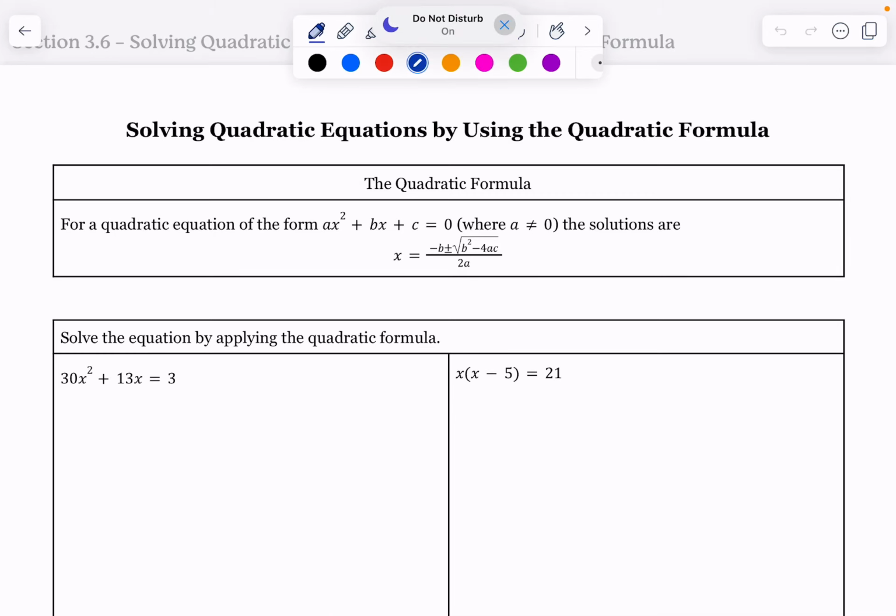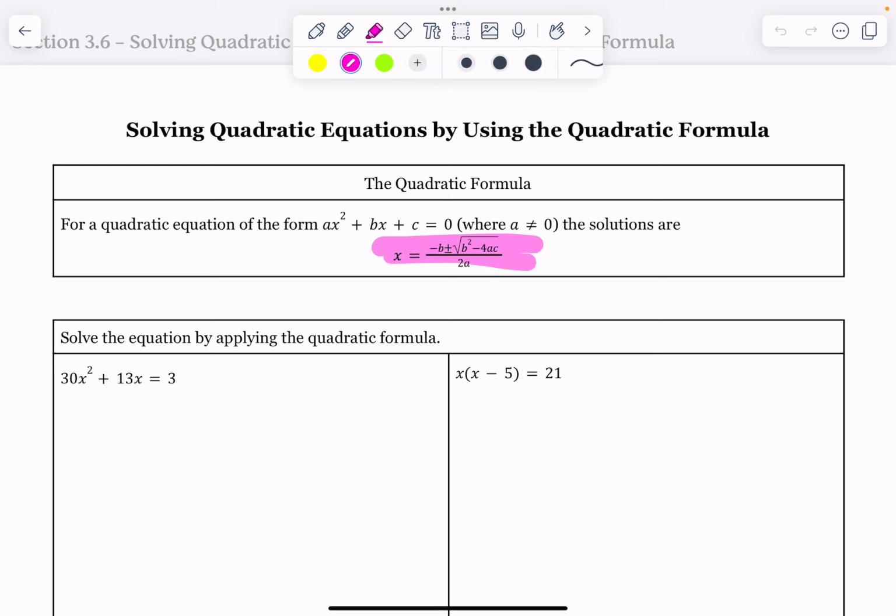This video is over section 3.6, solving quadratic equations by using the quadratic formula. There's going to be a separate video on how we get this formula, but the quadratic formula states that for a quadratic equation of the form ax squared plus bx plus c equals 0, where a is not equal to 0, the solutions are x equals negative b plus or minus the square root of b squared minus 4ac all over 2a. So this is something you're going to need to take to memory.